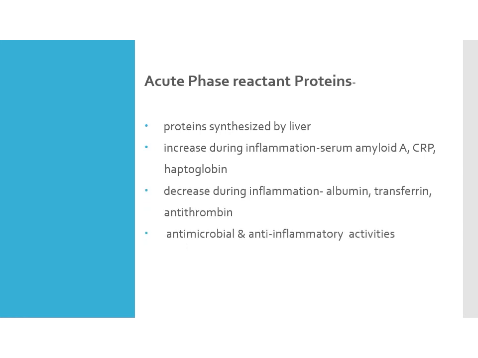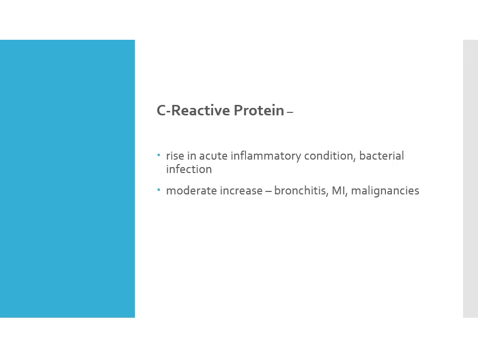Then there are certain acute phase reactant proteins which decrease during inflammation, like albumin, transferrin and antithrombin. Now these acute phase reactant proteins have antimicrobial and anti-inflammatory activity. Therefore, they are increased during inflammation. I have already made a video particularly on C reactive protein because it comes as a short note. It is a very important diagnostic test which we usually go for in most infections. So you can check from there also. That whole video is on C reactive protein.